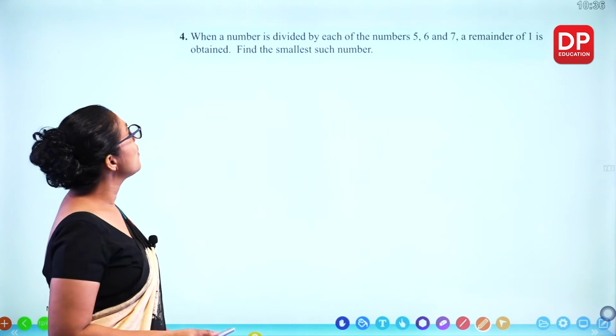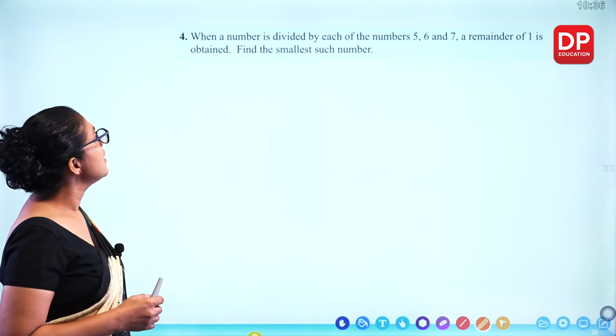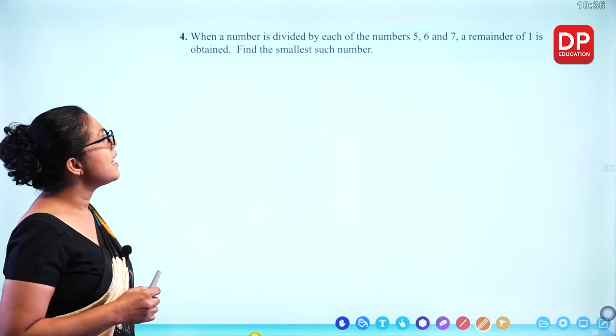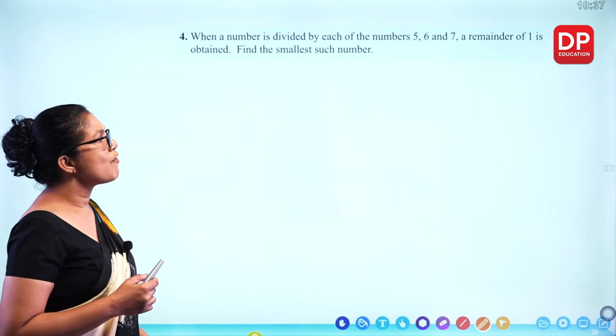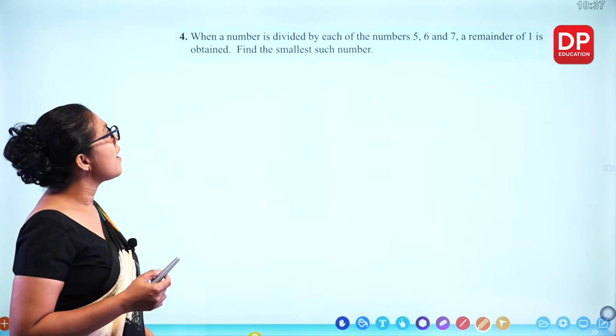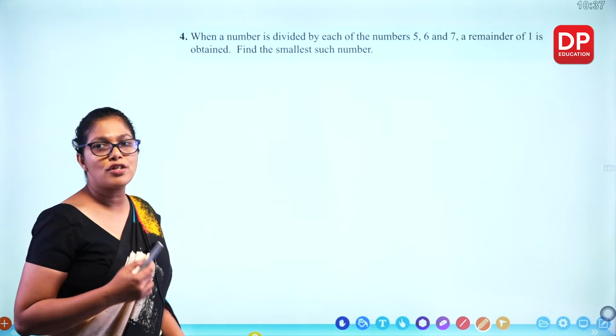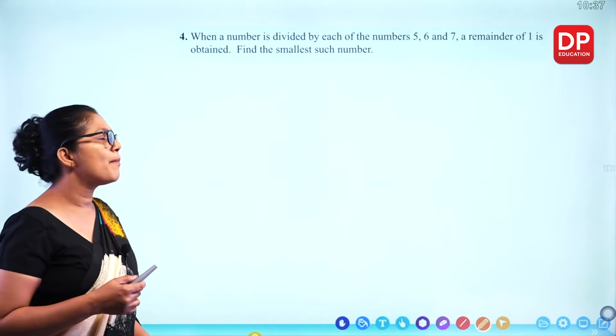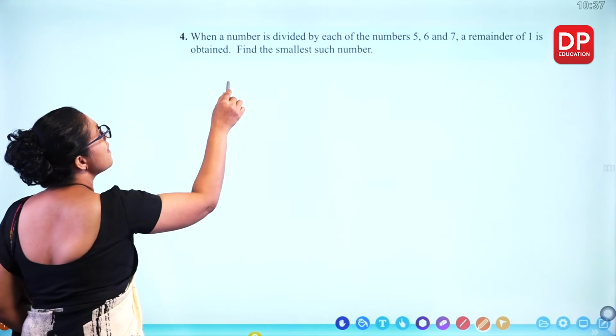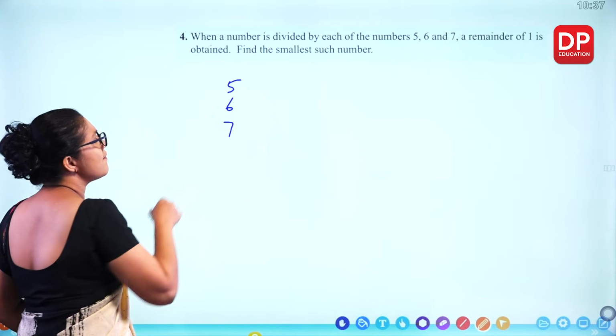We'll take the fourth one. In the fourth question, when a number is divided by each of the numbers 5, 6 and 7, a remainder of 1 is obtained. Find the smallest such number. So that means you are asked to find out the least common multiple of 5, 6 and 7.